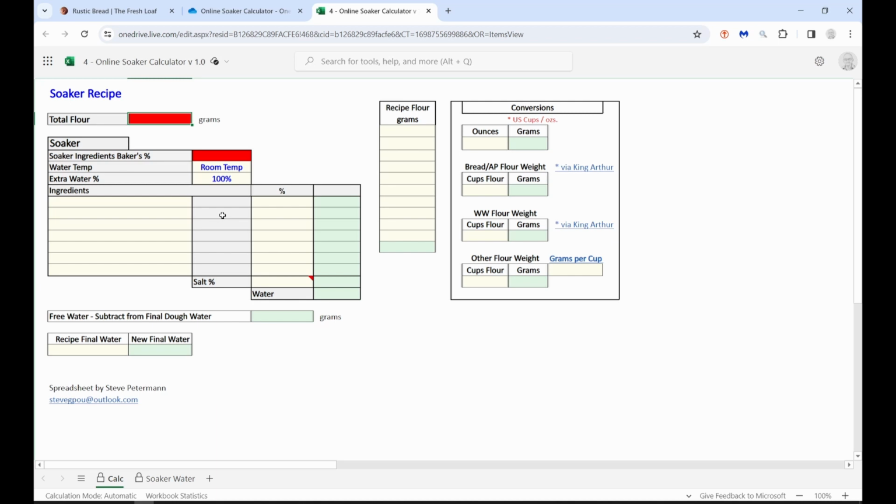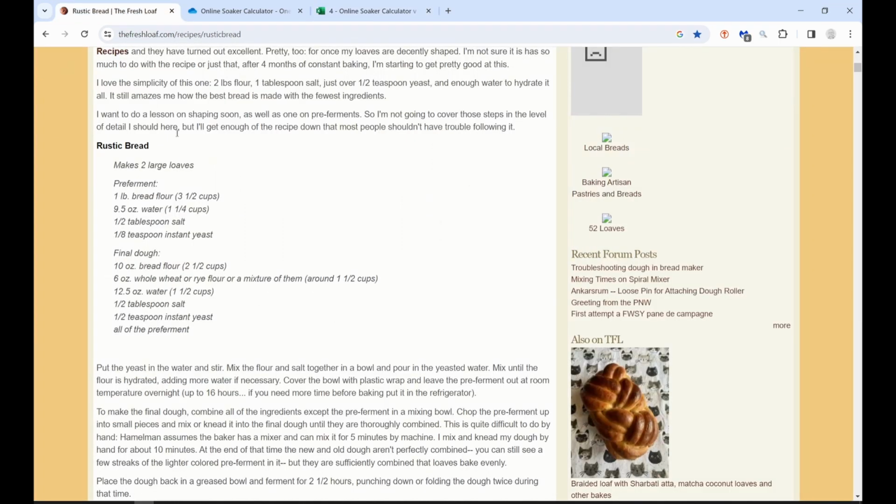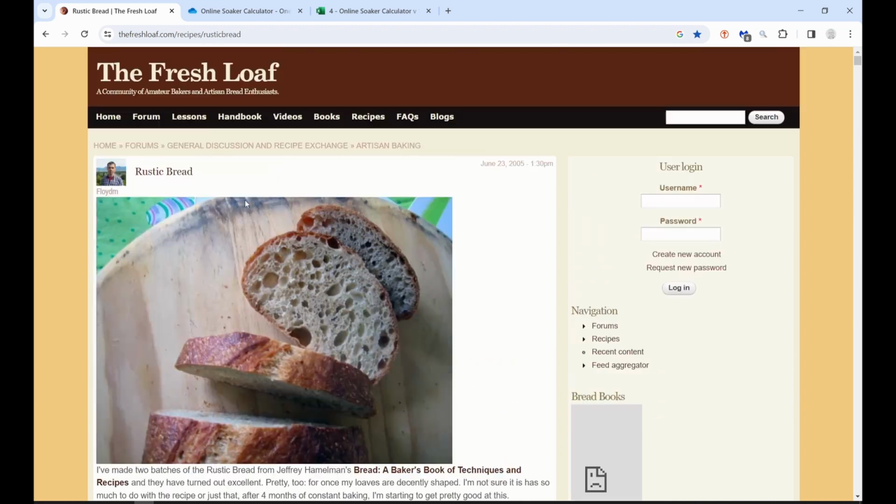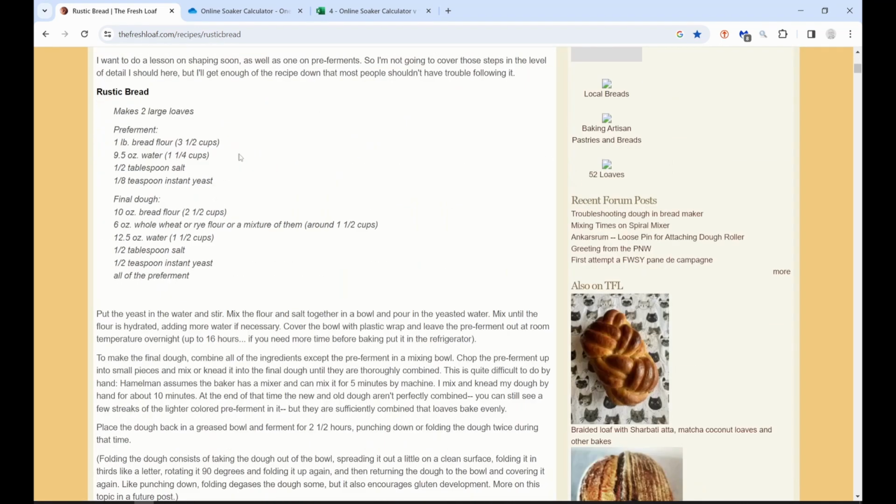And here I think I'll use a recipe from Jeffrey Hamelman's book, Bread. This recipe, rustic bread, happens to be posted on the FreshLoaf. And I think it's a pretty good recipe for demonstrating how the spreadsheet is used.